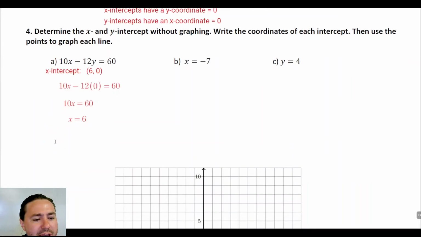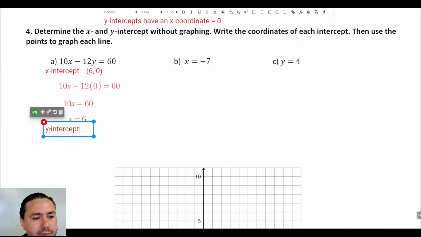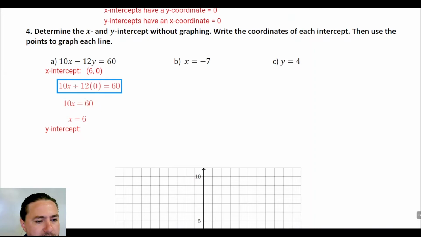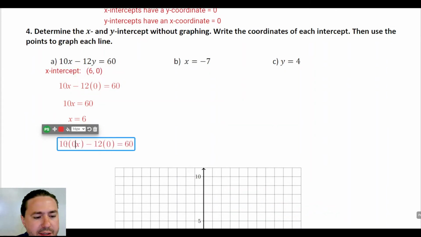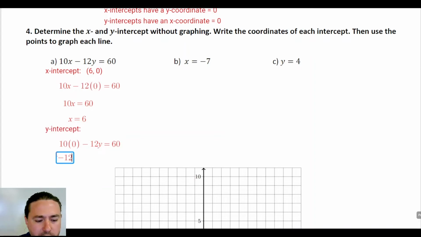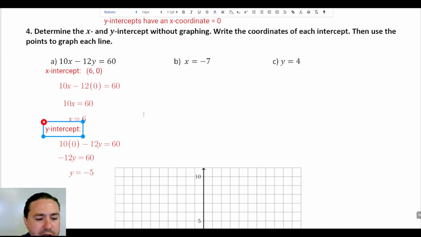All right, to find the y-intercept, we'll do kind of the same thing, except we're putting in 0 for x instead of y. So we have 10 times 0 minus 12 times y equals 60. 10 times 0 is obviously just 0, so we have negative 12y equals 60. If we divide both sides by negative 12, we get y equals negative 5. So the y-intercept here would be 0, comma negative 5.